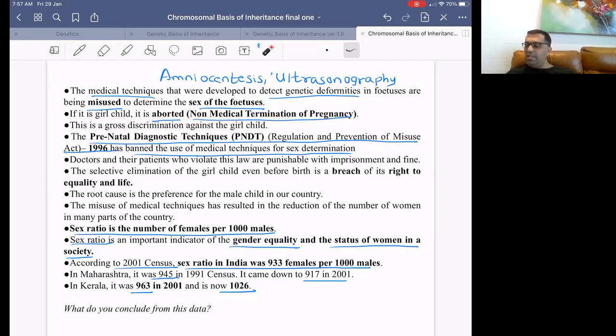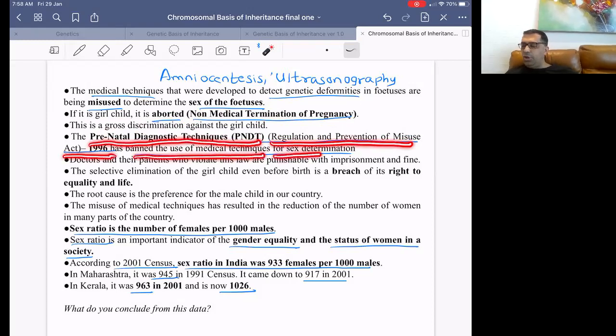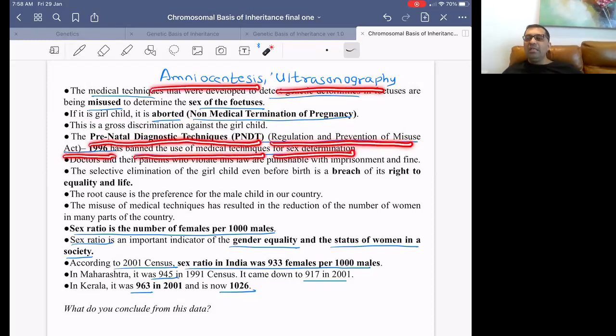This is because of a gross discrimination against the girl child. So, to prevent this, the Prenatal Diagnostic Techniques (PNDT) Act, Regulation and Prevention of Misuse Act 1996 has banned the use of medical techniques for sex determination. By amniocentesis and by ultrasonography, sex determination is possible, but we do not disclose the sex of the child to the parent. Sex determination is not allowed by amniocentesis and ultrasonography.